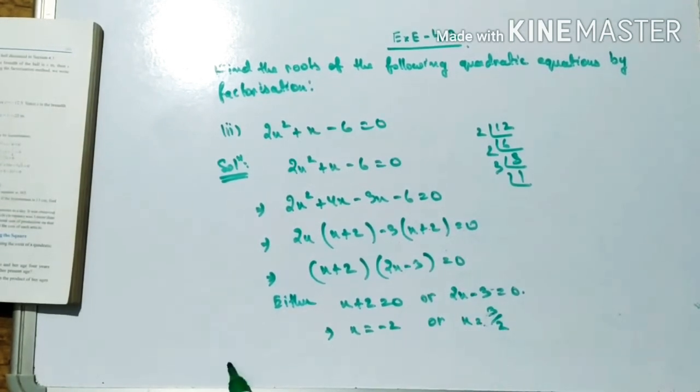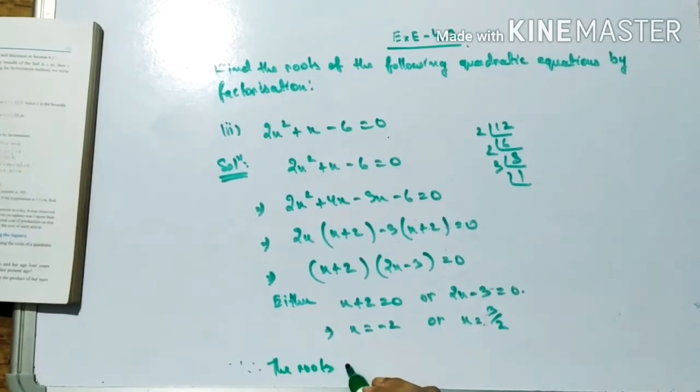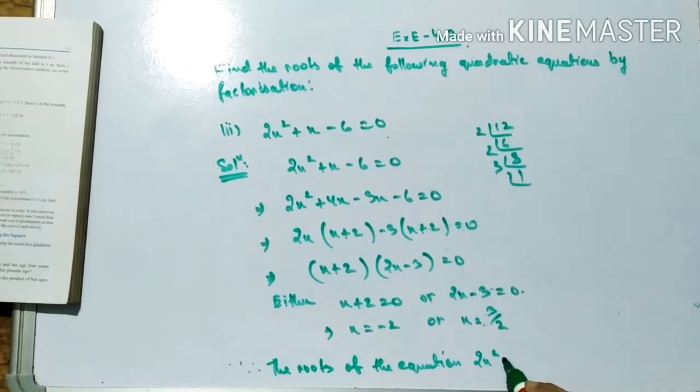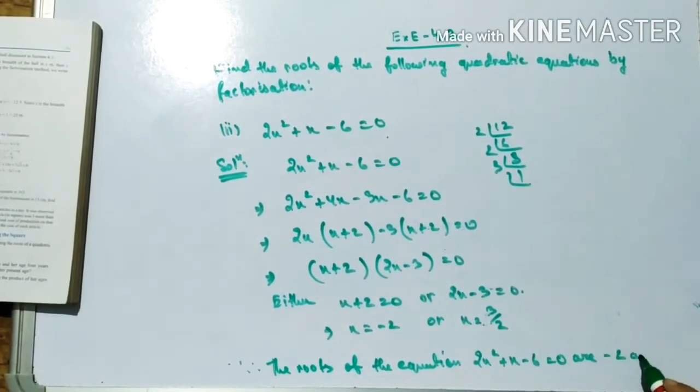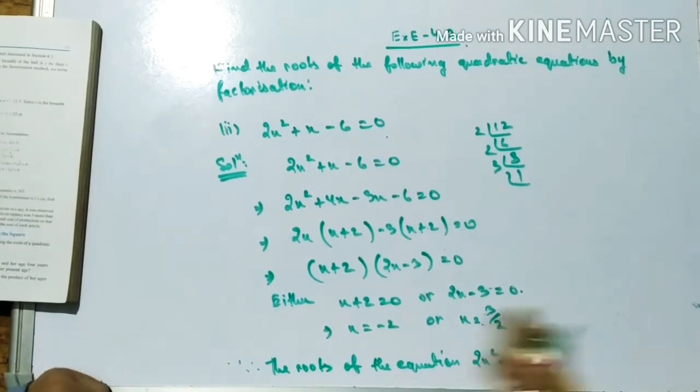So the last line you can write: therefore the roots of the equation 2x square plus x minus 6 is equal to 0 are minus 2 and 3 by 2. Understand? This much only I will have to do. Next, question number 3, you see.